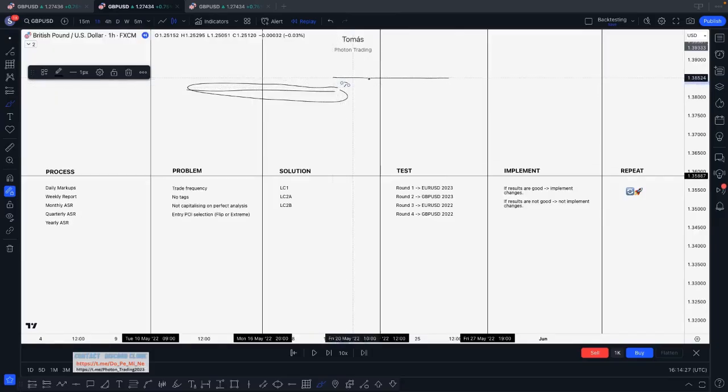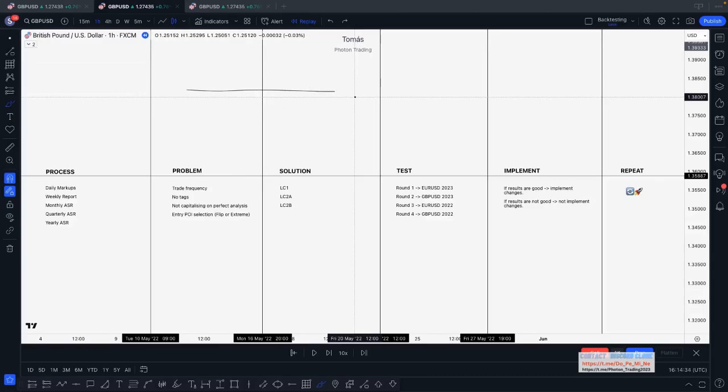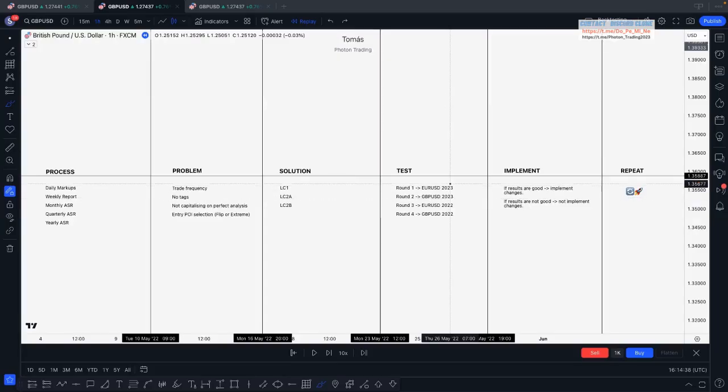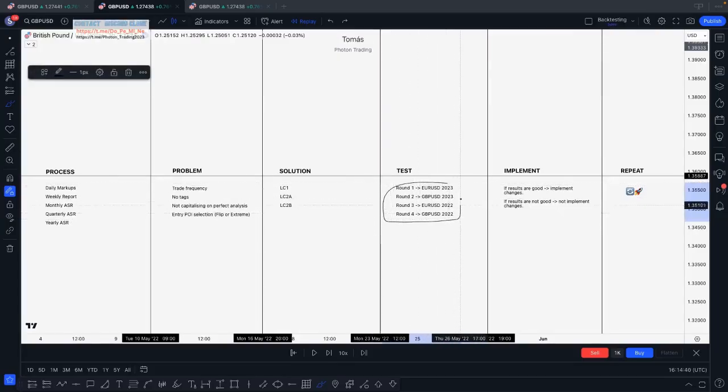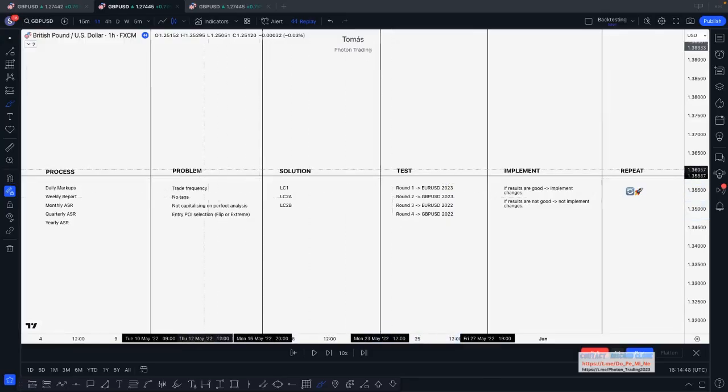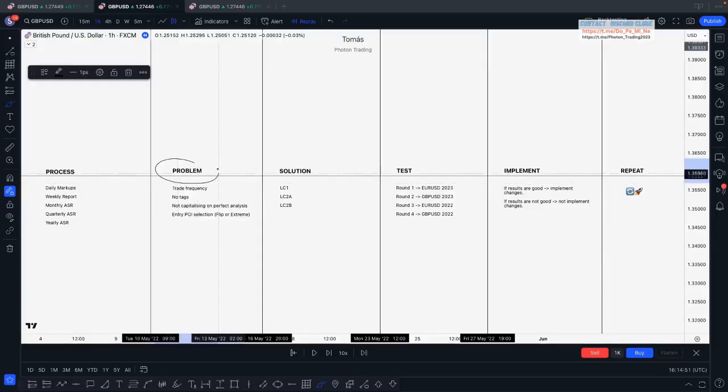Okay, so the strategy is the same. I want to make it very clear. The strategy is the same. It's just a small variable, and that's why I just made 4 rounds. Okay, because the strategy is the same. It's just a small variable that I want to introduce based on the problems that I found and how I found those problems making this process.